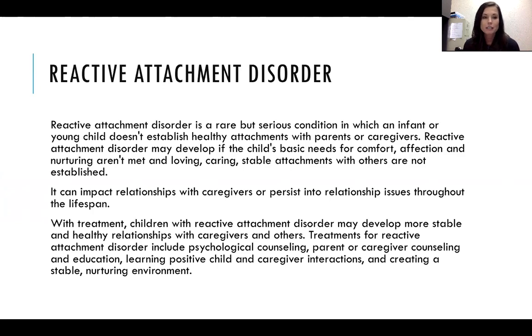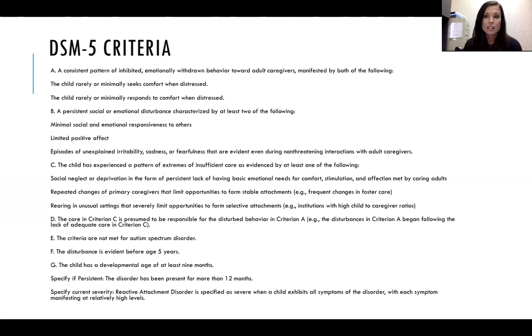So treatment for reactive attachment disorder includes counseling, parent or caregiver counseling, and education, and learning positive child and caregiver interactions and creating a stable, nurturing environment. The DSM-5 criteria includes a consistent pattern of inhibited, emotionally withdrawn behavior toward adult caregivers, manifested by both of the following. The child rarely or minimally seeks comfort when distressed. The child rarely or minimally responds to comfort when distressed.